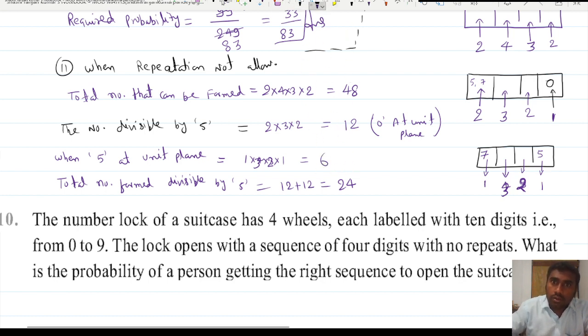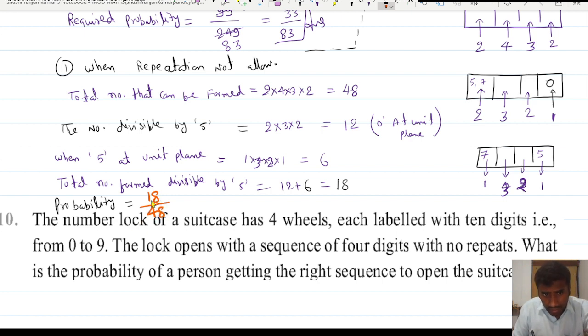So now the total number of favorable cases is 12 plus 6, which comes out to be 18. So what is the probability now? Probability is nothing but the total number of favorable outcomes divided by the total number of possible outcomes. Favorable is 18, divided by total possible, which is 48. So this is the answer.